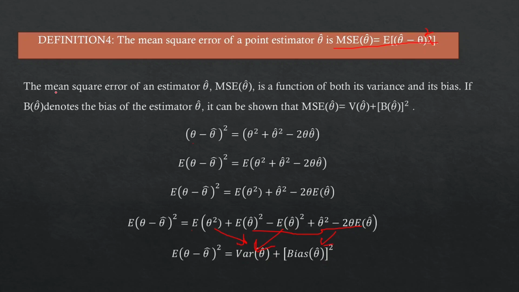To derive this, we take the square of theta minus theta hat and then we open the formula, take expectation on both sides, and then we add and subtract the expectation of theta hat, squared. Then we get the variance of theta hat plus the square of the bias of theta hat.